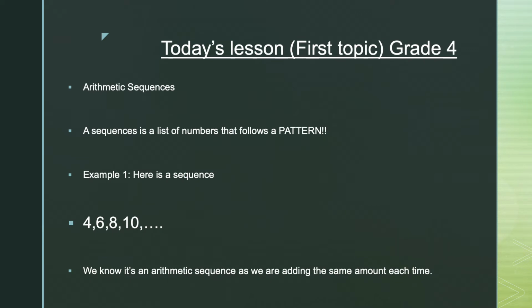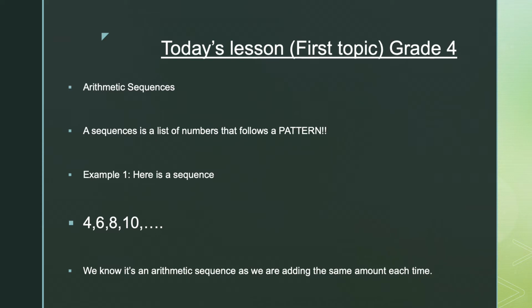So the first topic is arithmetic sequences, which is grade 4. A sequence is a list of numbers that follow a pattern. An arithmetic sequence is one where I'm adding or subtracting the same amount every time. For example, I could be adding 4 each time, subtracting 6 each time, or adding 100 each time. These are what I call arithmetic sequences: they have a fixed pattern, the same fixed amount that I'm adding each time.